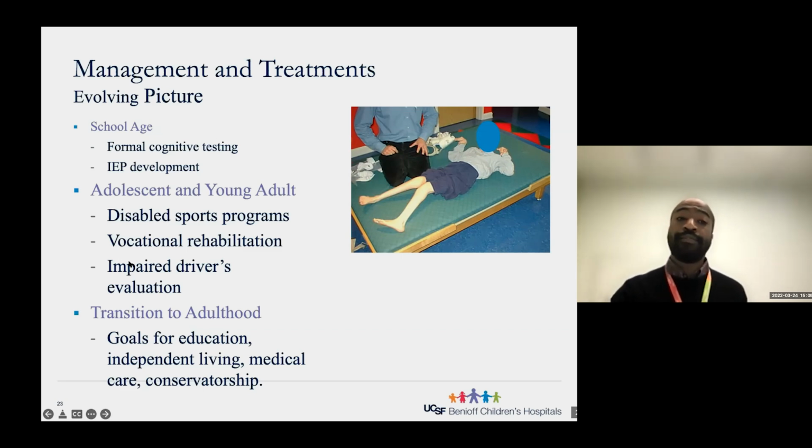And having conversations with family early and often about transition, including transition to new medical providers, to get to know them during the transition period, as well as getting to understand how much support the child needs. Do they need to be in a conservatorship? Do they need guardianship to help to maximize their support and independence, but also keep them safe?